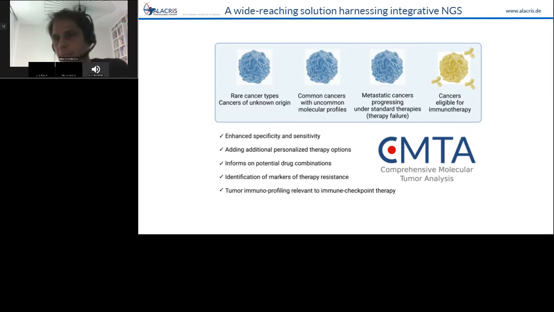Well, technically, this approach could be done on any tumor, but still the main focus at the moment are those tumors which already have received the standard of care and are now in need of a new treatment option.